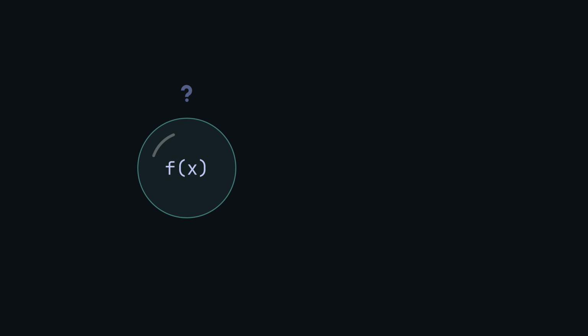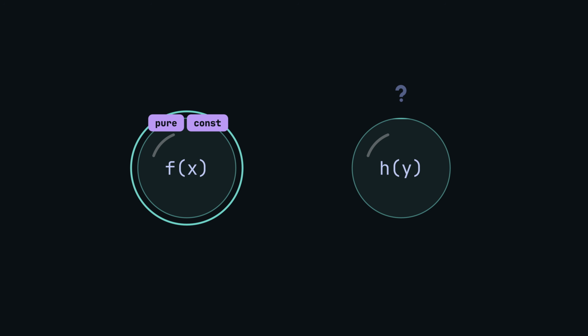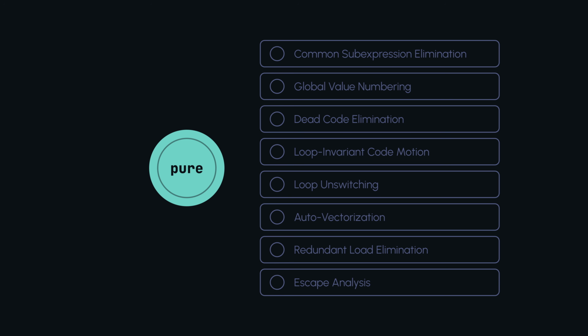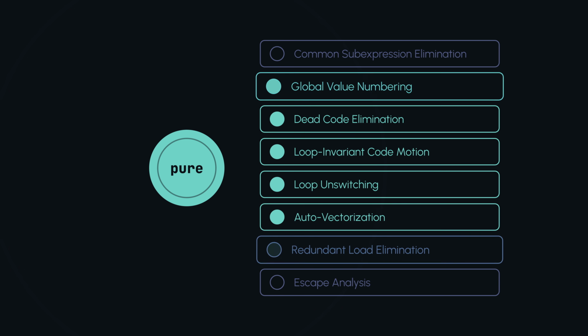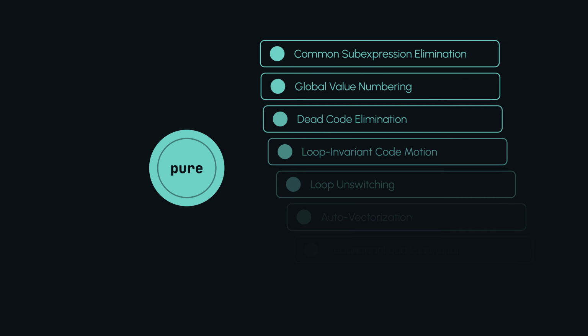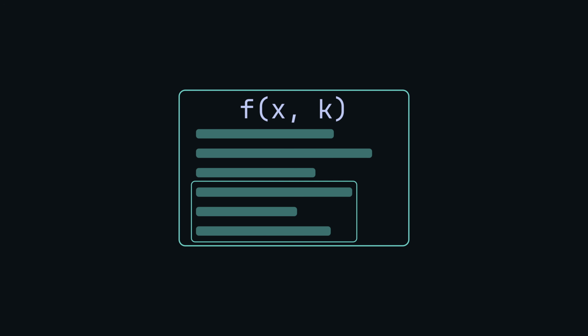GCC has function attributes called pure and const that tell the compiler, trust me, no side effects, no observable state. Also, modern compilers infer the same property themselves wherever they can. Overall, we can say that purity is like some kind of universal currency for optimization, enabling it when it can be proven.